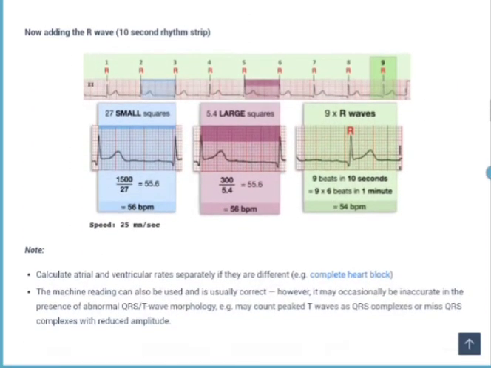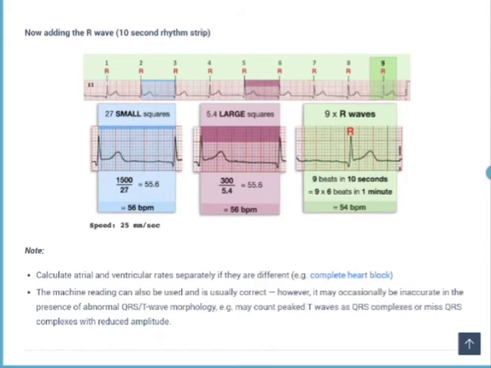Similarly, this also shows the same thing, that here they calculated in an ECG rhythm strip that there were 27 small squares between two R waves. So they calculated it as 1500 divided by 27 small squares, which gives 55.6 per minute. Counting small squares is difficult, so in this case they calculated the number of large squares, approximately 5.4. There were 5 complete and then about 0.4.